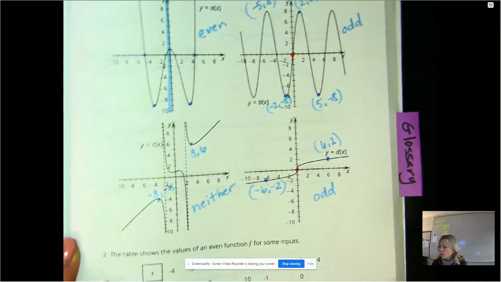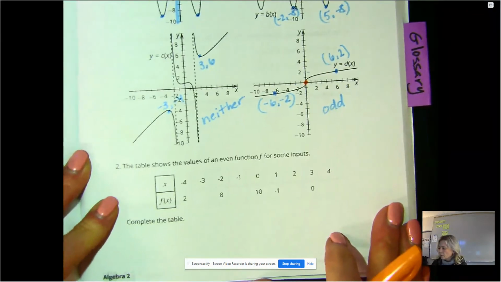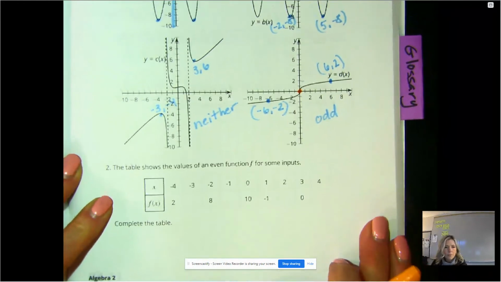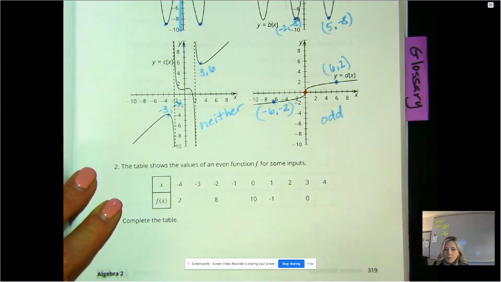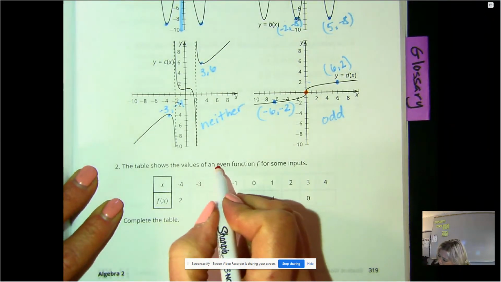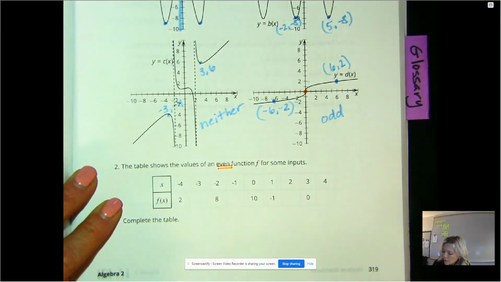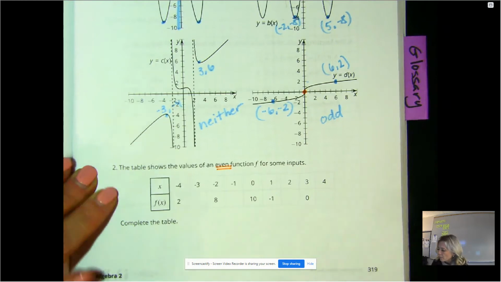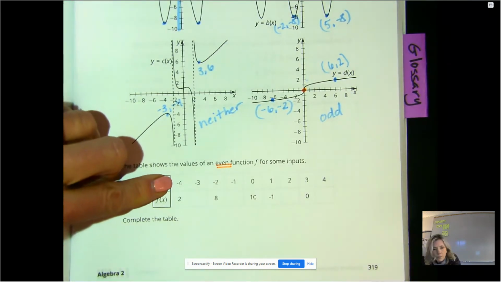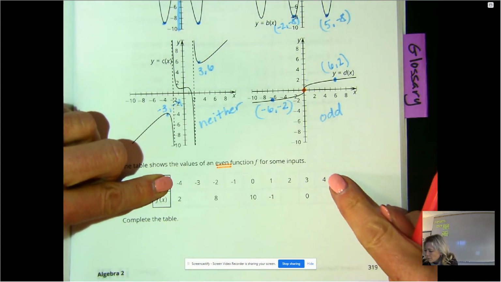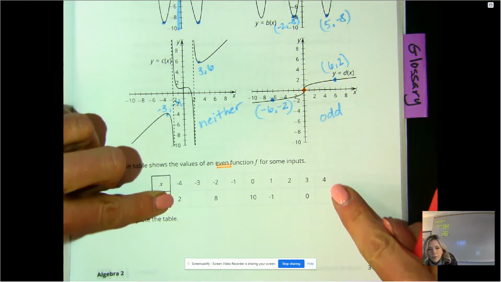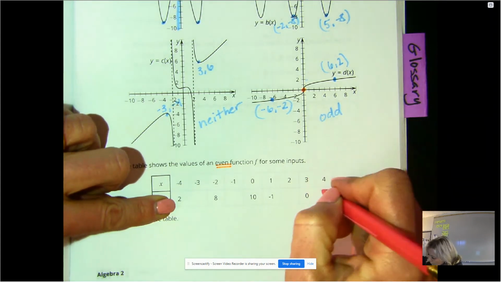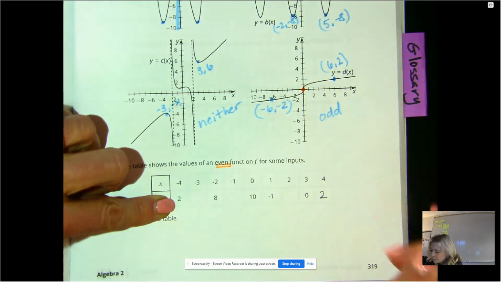All right. Okay. Looking at number 2, complete the table for an even function. This is going to be an even function. And so in an even function, opposite inputs have the same output. So here we have input of negative 4, input of 4. They're going to have the same output. So this will also be a 2.